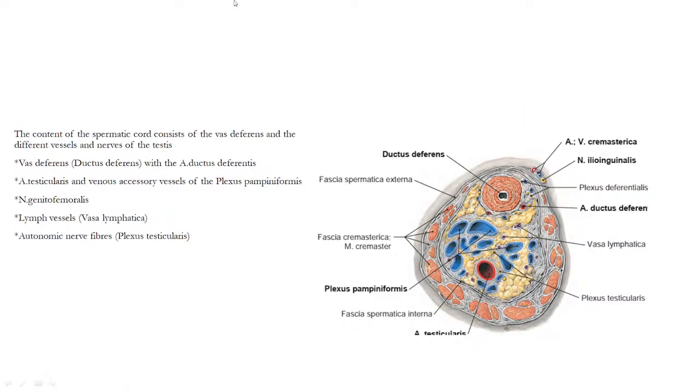The content of the spermatic cord consists of the ductus deferens with the arteria ductus deferens, the arteria testicularis and veins, the nervus genitofemoralis, lymph vessels, vasa lymphatica, and autonomic nerve fibers, the plexus testicularis. Together they form the spermatic cord.